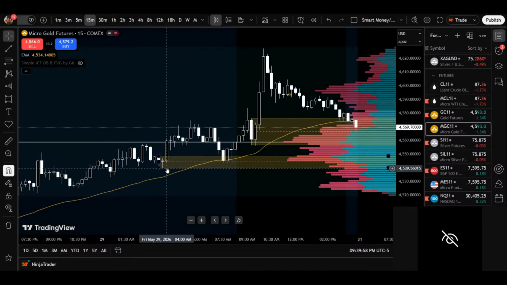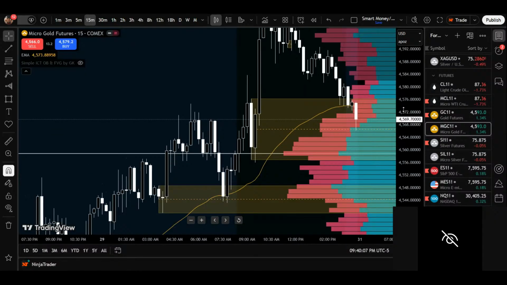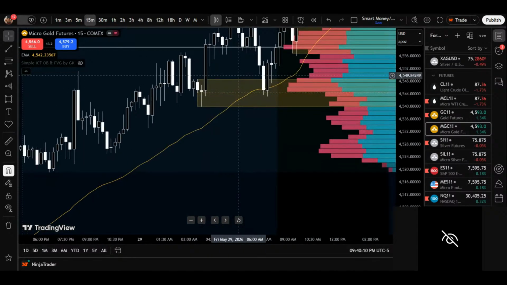It must be that high impact, that impulse candle, and it has to leave a fair value gap. We got all three of those. Let's go to the 5 minute. Well, stay right here for a second. Look at this right here.